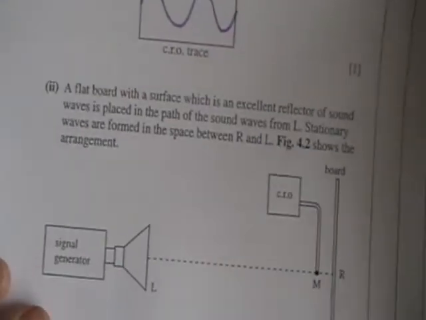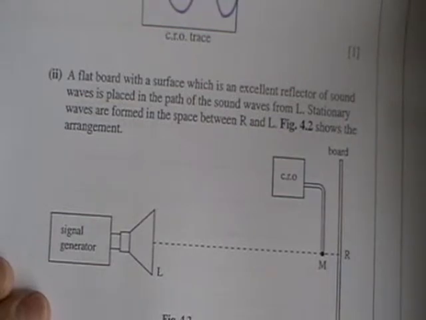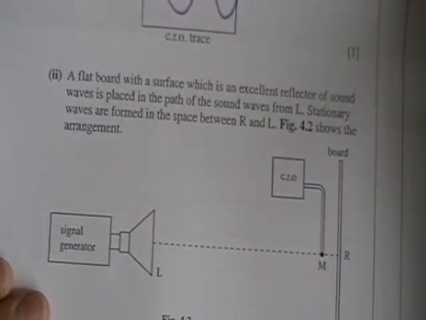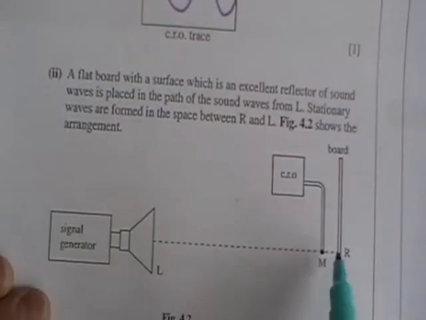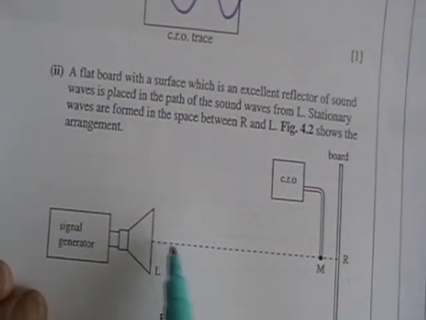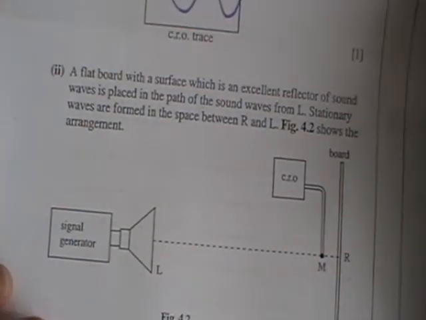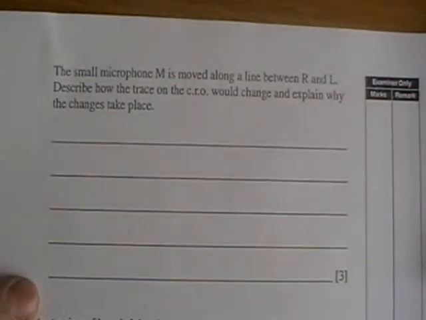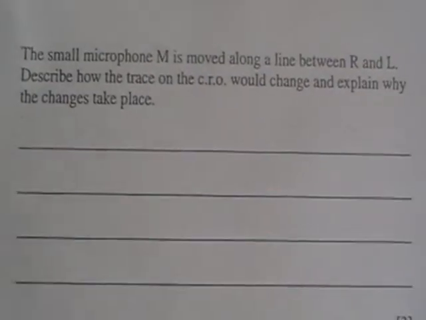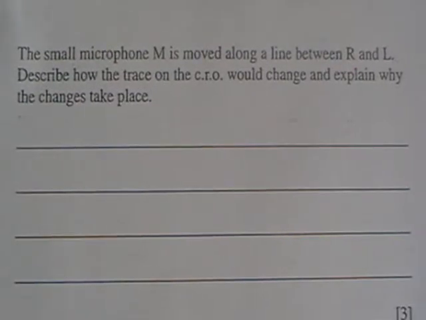A flat board with a surface, which is an excellent reflector of sound waves, is placed in the path of the sound waves from L. Stationary waves are formed in the space between R and L. So right along here, there are stationary waves being formed. Figure 4.2 shows the arrangement. The small microphone M is moved along the line between R and L. Describe how the trace on the CRO would change and explain why the changes take place.